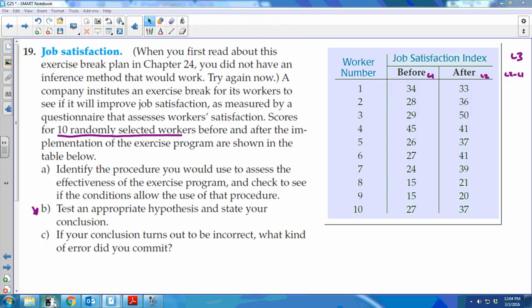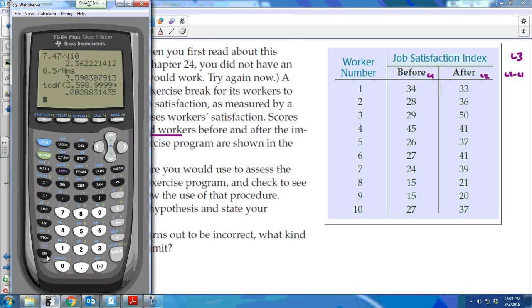I already have this data in my calculator. So stat, edit, it's all in there. List 3, I did after minus before earlier this morning. So if we look at a plot, again, I use a normal probability plot because if it's straight, then it's nearly normal, it's approximately normal. If it's not straight and there's curves, then I know it's not. But it's very straightforward. So is a normal probability plot of this set of differences reasonably straight? Yes. So that condition has been met as well.